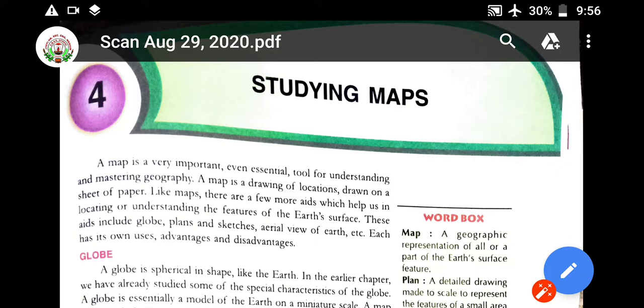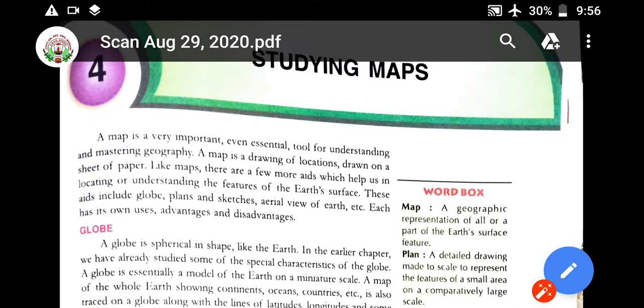A map is a very important, even essential tool for understanding geography. Okay, it is a type of drawing based on location, and it is drawn on a sheet of paper. Like maps, there are a few more aids which help us in locating or understanding the features of Earth's surface. Okay, so these include globe, plan, sketches, aerial view of Earth, etc.